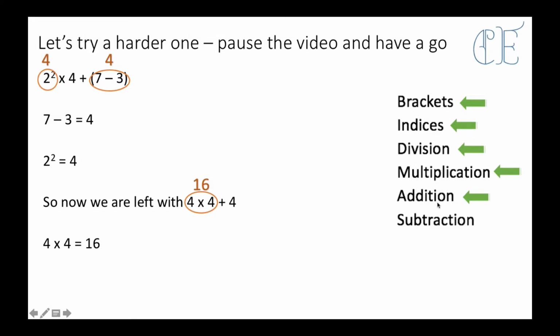Now we can move on and do the addition. We know there's no subtraction. 16 add 4 is 20. And that's our final answer for the entire thing, 20.